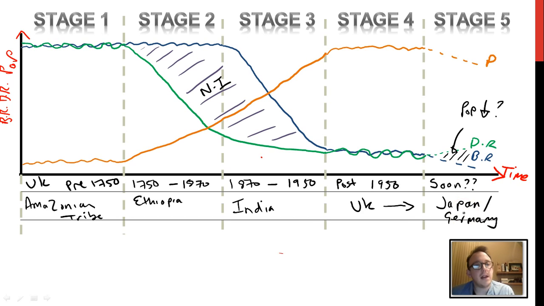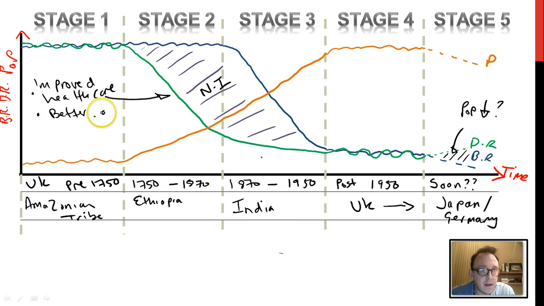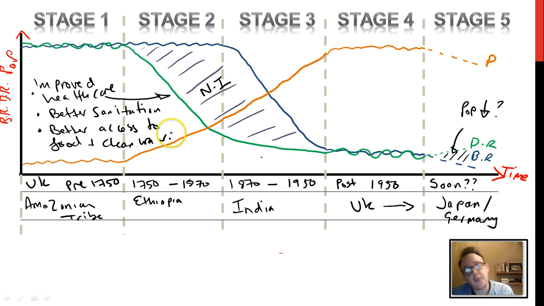Now, we need to be able to explain why these changes happen. Why does death rate start to fall here? It's primarily down to reasons such as improved healthcare, better sanitation, better access to food and clean water. All of these things are going to make less people die.